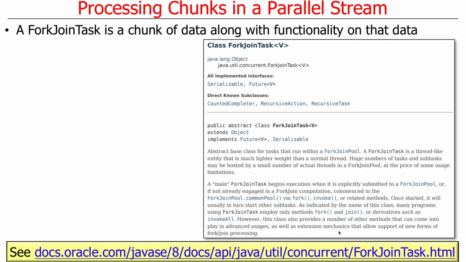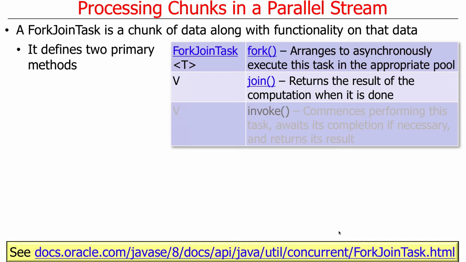Well, that then begs the question, if we know what a fork join pool is, what's a fork join task? A fork join task is essentially a chunk of data that you want to run in parallel, along with the functionality to apply to that data. That's what a fork join task is. And there are two primary methods defined in a fork join task. There's fork, which is used to asynchronously execute the task in the appropriate pool, and join. So fork goes ahead and puts things in the right place, and then the thread pool will run them, and then join is called when the computation is done to get the result of the computation.